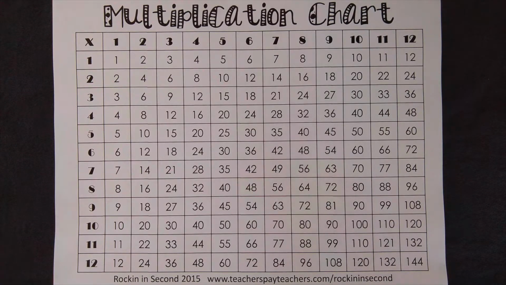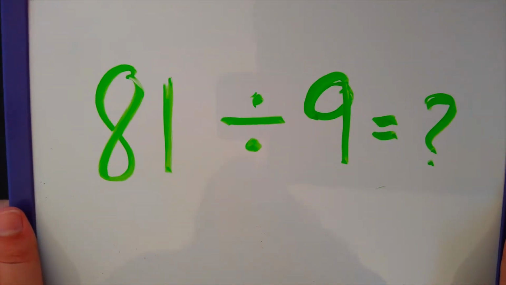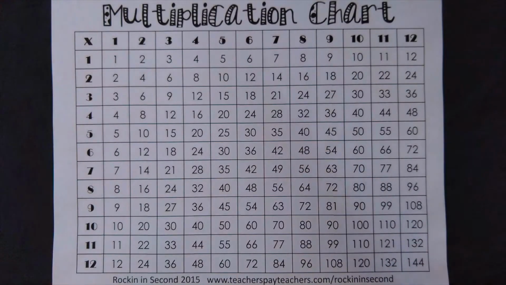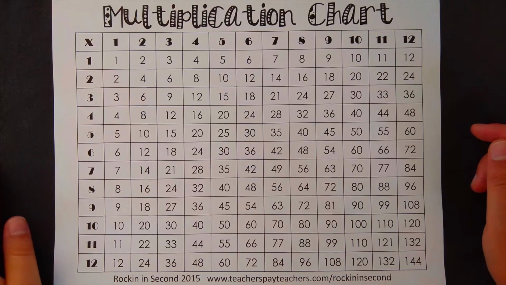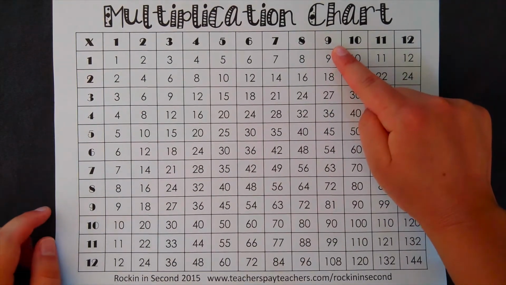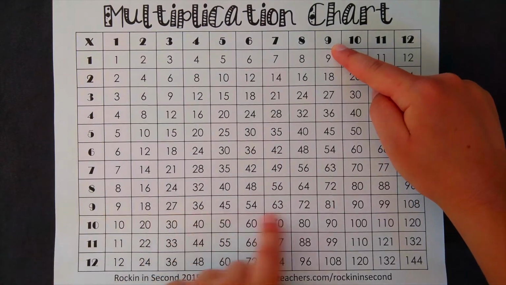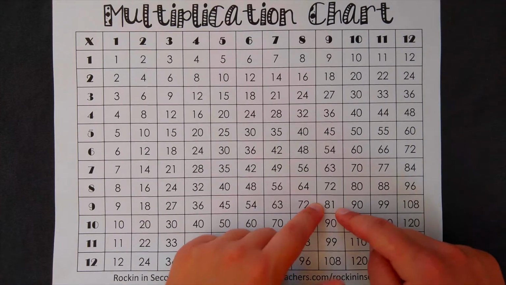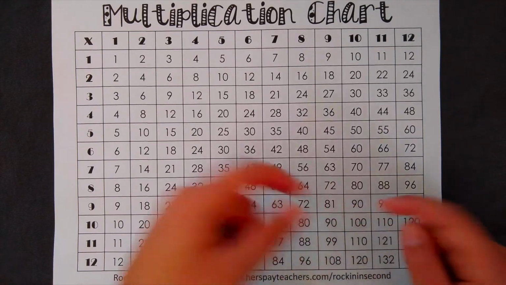Let's try another one. What is 81 divided by 9? That's right, 9. We can also use the multiplication chart for division by asking ourselves, 9 times what other number gives us 81? So we can see that 9 times 9 will give us 81. And so 81 divided by 9 would give us 9.